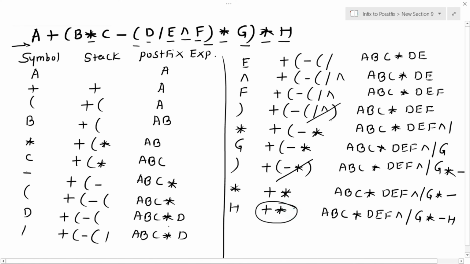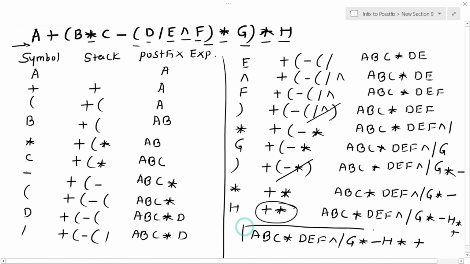Now we have only two operators remaining in our stack. We reach the end of the expression. So pop both these operators. The topmost operator is multiplication, so we pop it first and then plus. So the final expression is ABC multiplication DEF exponential division G multiplication minus H multiplication plus. So this is our final postfix expression.